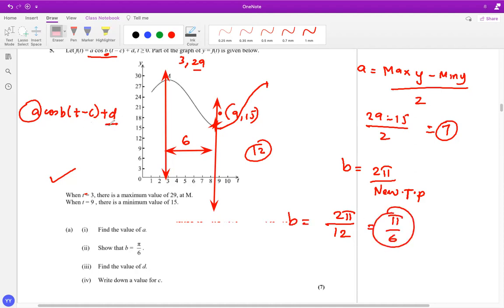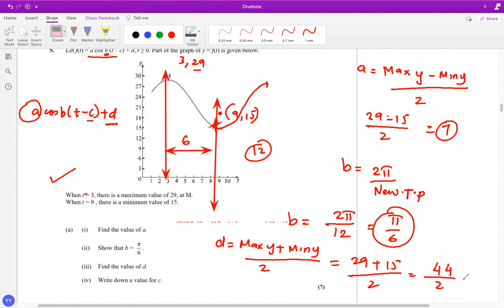Now comes the value of d. We'll find c by observation, but d is (max y plus min y) over 2. That is 29 plus 15 over 2, which is 44 over 2, that is 22. So the value of d is 22. If I draw a line somewhere here, that is the d value. This is the midline equation.